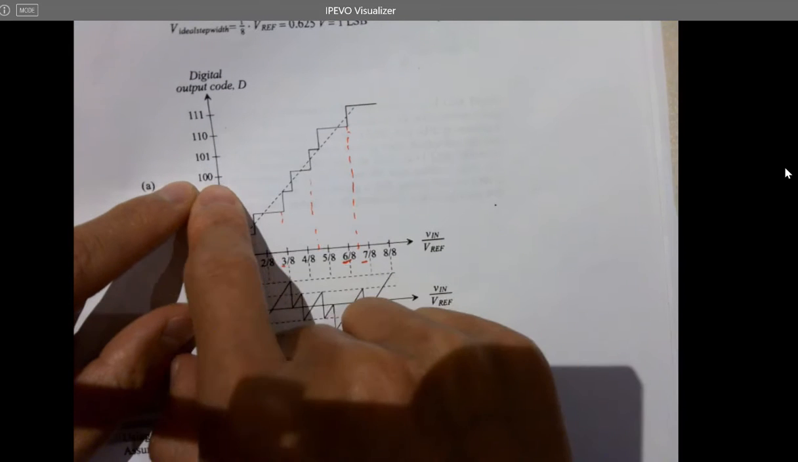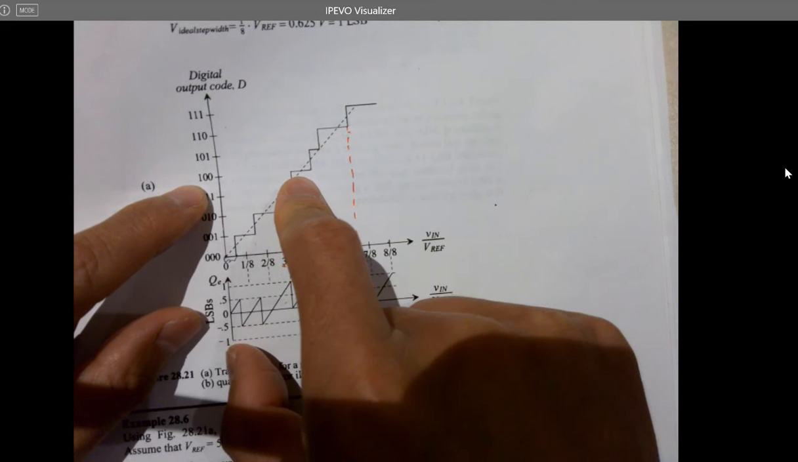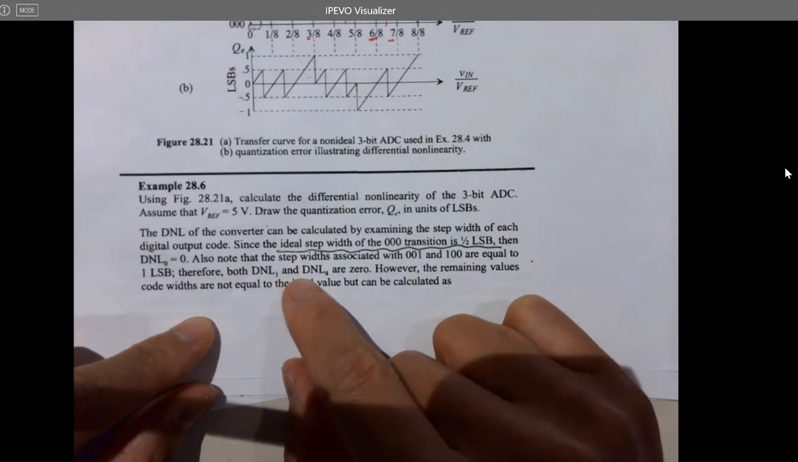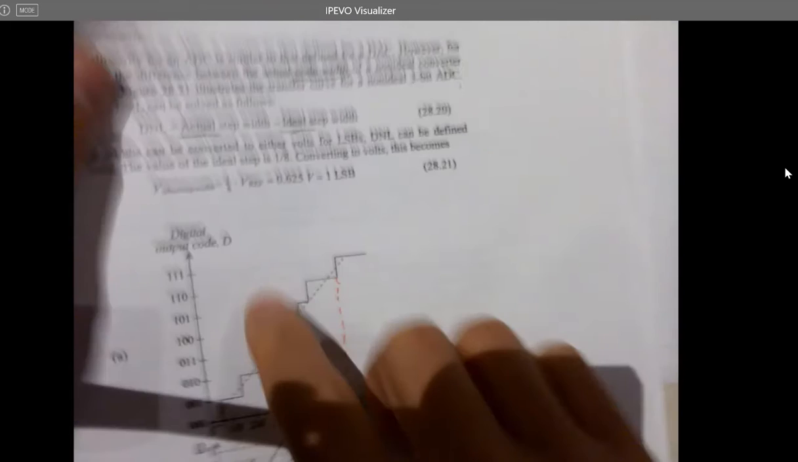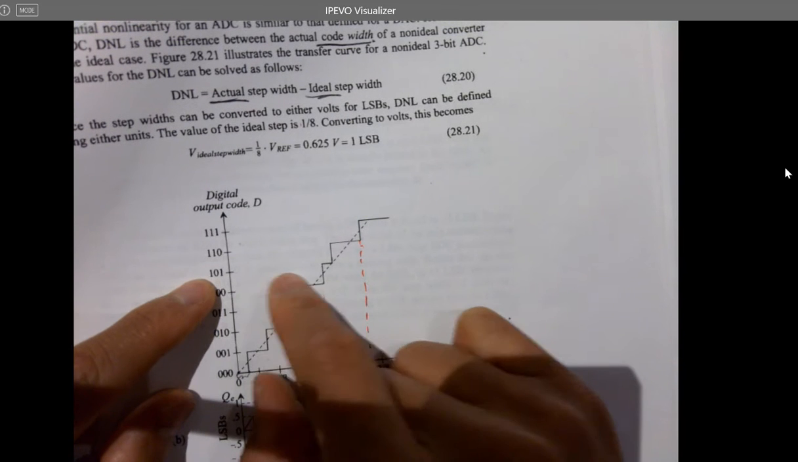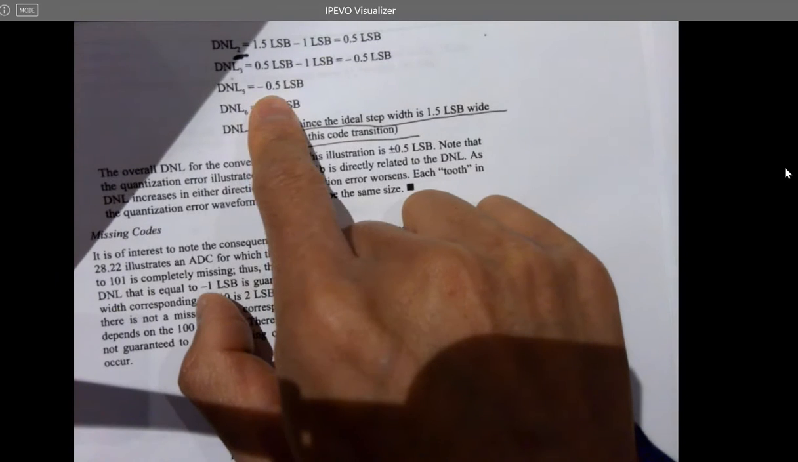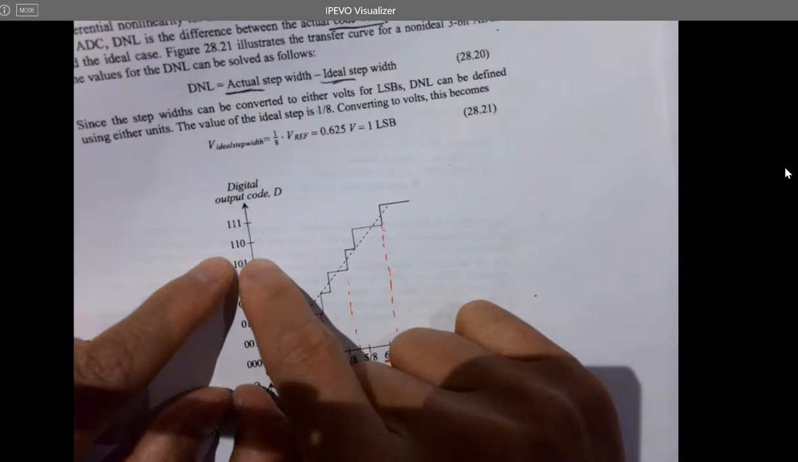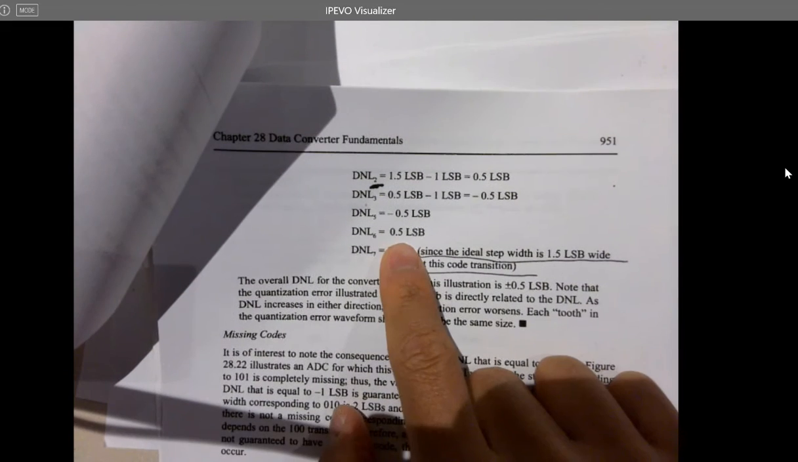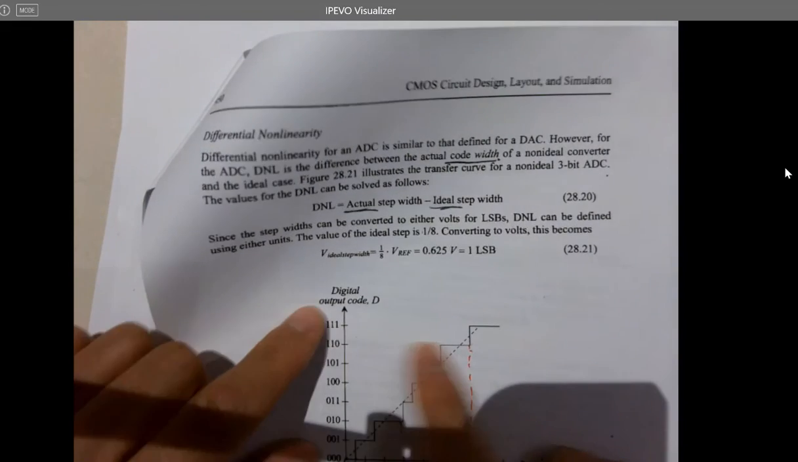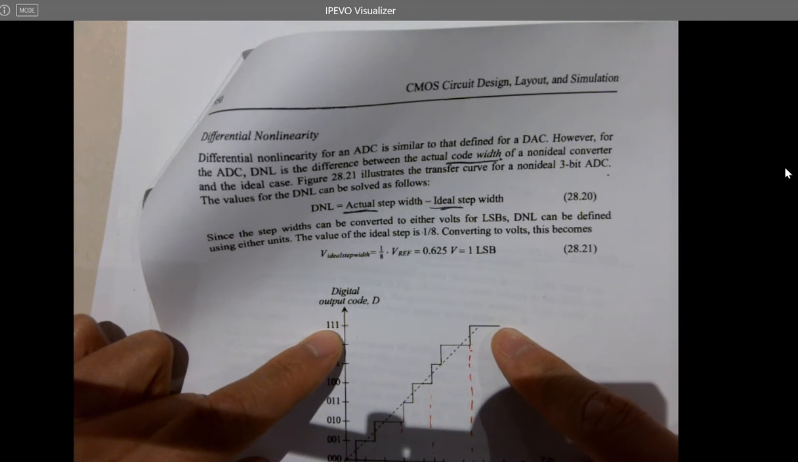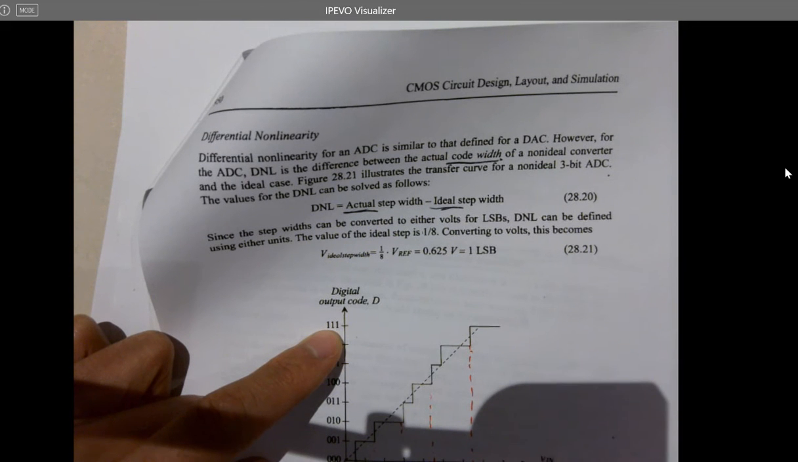Next, DNL 4, the right size, 0. DNL 5, negative 0.5. Right? DNL 6, 0.5. DNL 7.